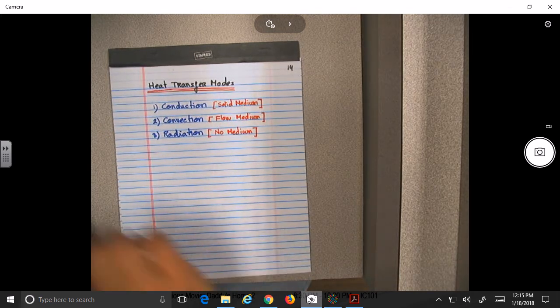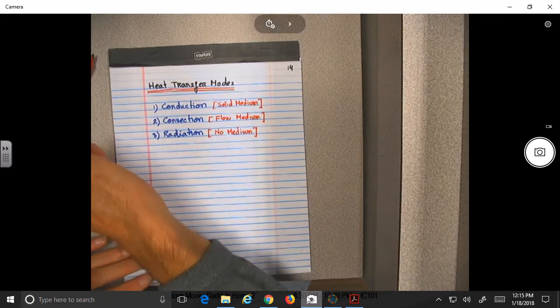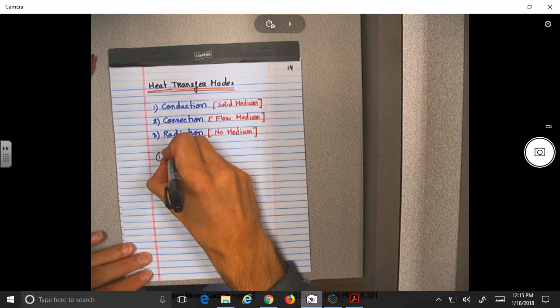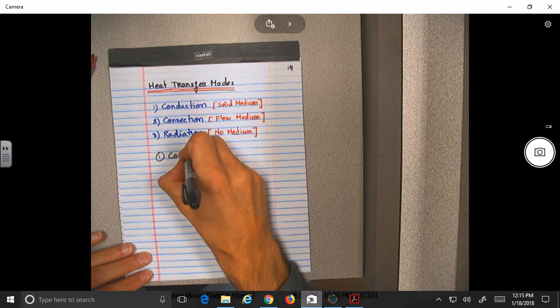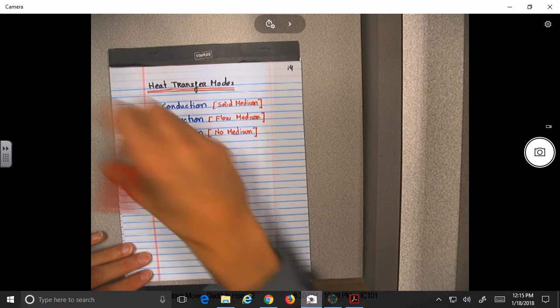Okay, so let's start. Now I'm going to give you the basic equation. Let's start with the first one. Let's say 1 here. Conduction.